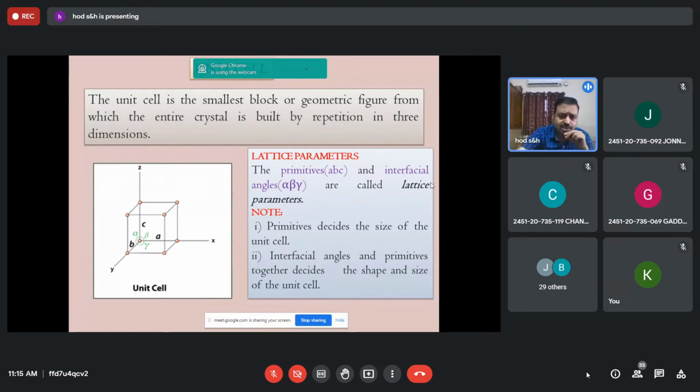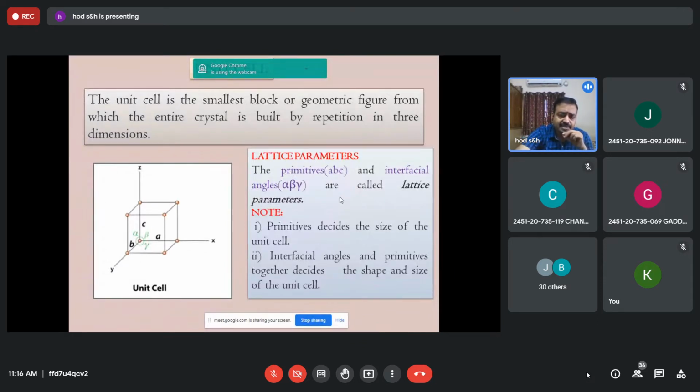There are 6 lattice parameters. A, B, C are the primitives, which are sides. A is the primitive along the x-axis, B is along the y-axis, and C is along the z-axis. And alpha, beta, gamma are the interfacial angles. These six parameters will decide the geometrical pattern of a unit cell: where it cuts the x-axis, y-axis, and z-axis, and what the interfacial angles are. So these are the lattice parameters involved for a unit cell.